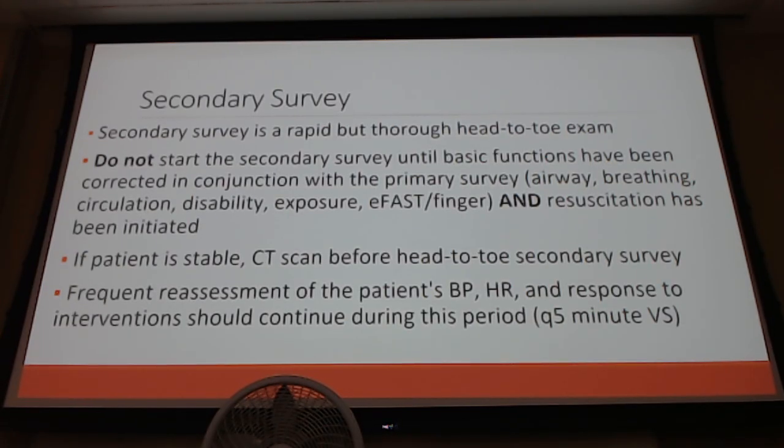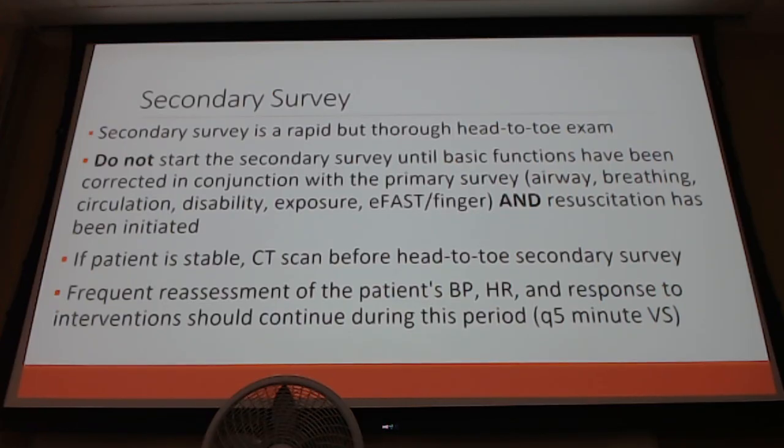Moving on to our secondary survey. This is going to be our rapid, complete head-to-toe exam, and we don't start this until we've completed our primary survey. So we've addressed their airway, we've dealt with their breathing, we've intubated them, we've put a chest tube in. We've resuscitated them if they required any blood products or fluids. We've evaluated for traumatic brain injury. We've completely exposed and rolled that patient.